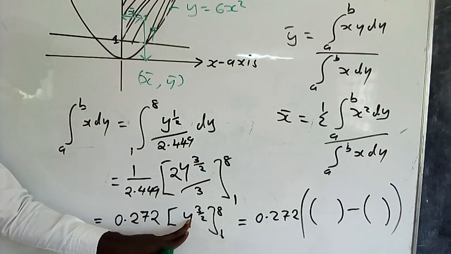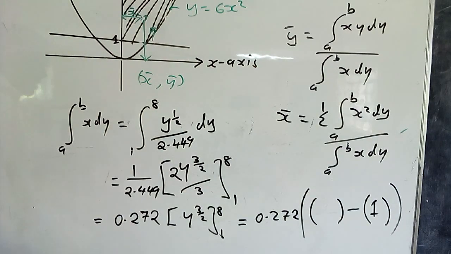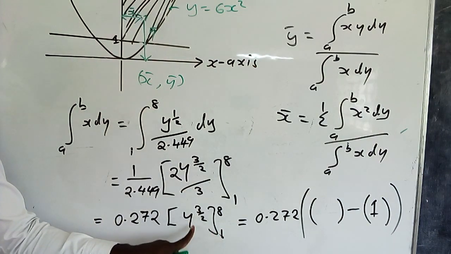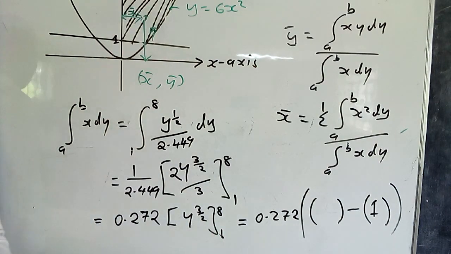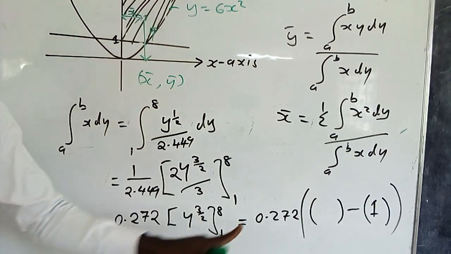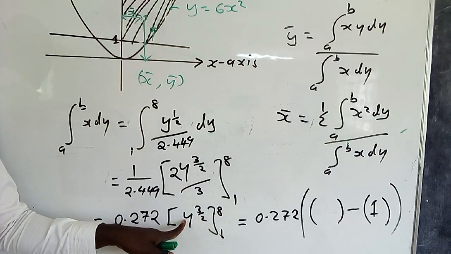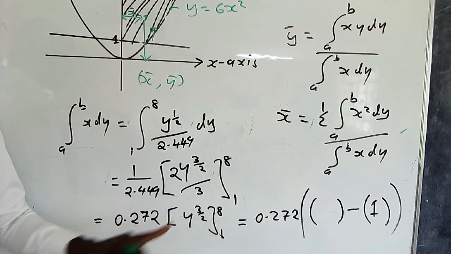So when y is 1, 1 raised to power anything is 1. The lower limit will be 1, isn't it? When you substitute 1 here, it is 1 raised to power 3 over 2, and 1 raised to anything is 1. It means the lower limit will be 1. Then the upper limit, where you put 8, isn't it? Are we together? So what is 8 raised to power 3 over 2?